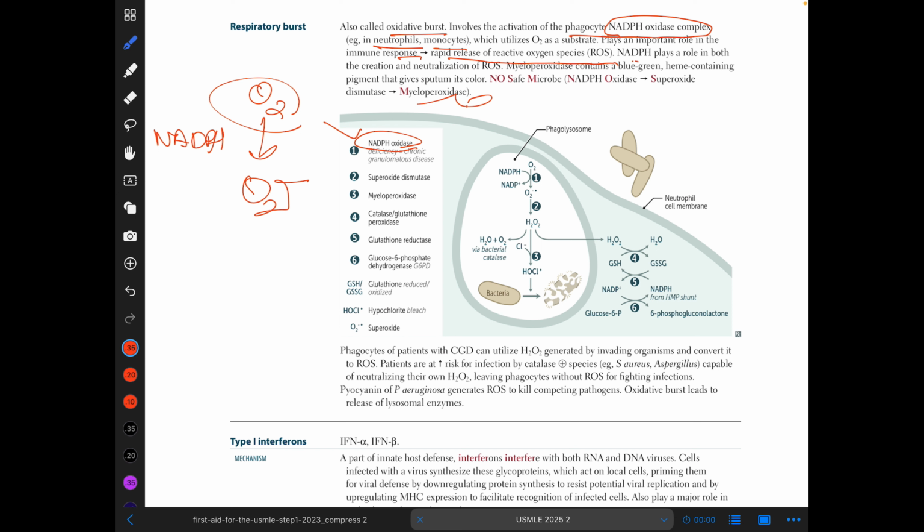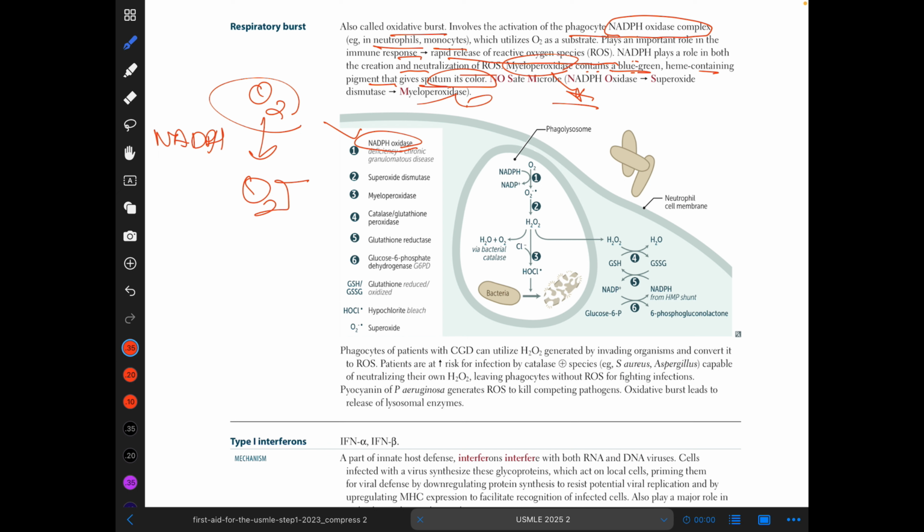NADPH plays a role in both the creation and neutralization of ROS. They can neutralize and can create the reactive oxygen species. Myeloperoxidase contains a blue-green heme-containing pigment that gives the sputum its color. Guys, whenever you have a bacterial infection and you go for coughing, greenish or bluish sputum comes. That is due to myeloperoxidase, which gives the sputum that bluish green color.